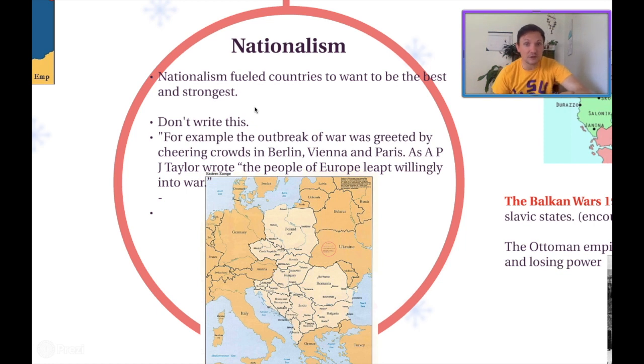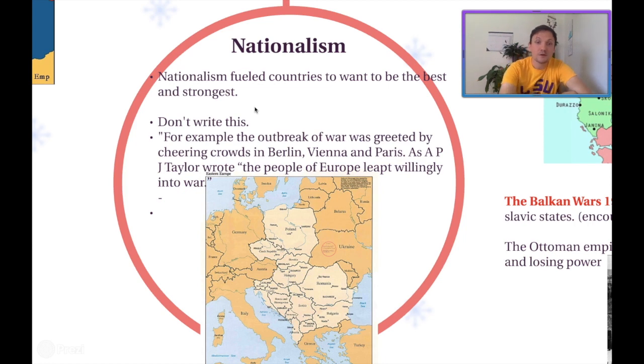Don't write the thing that I wrote below it, but it's just a good example of this nationalistic tension leading into World War I. So when the war broke out, an author, A.P.J. Taylor, wrote, "The people leapt willingly into war because there were cheering crowds in Berlin, Vienna, and Paris." They wanted this war. They were excited when it happened because they were going to get a chance to show the people back home and their fatherland, as the Germans referred to it, that they were the strongest generation, that they were going to protect their new country, and that they were going to be the warriors of this militaristic age.